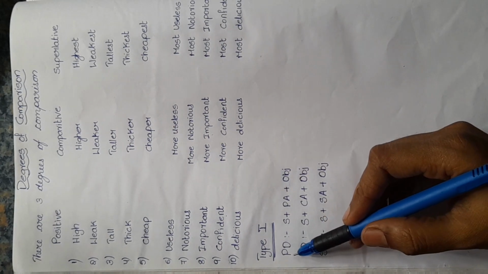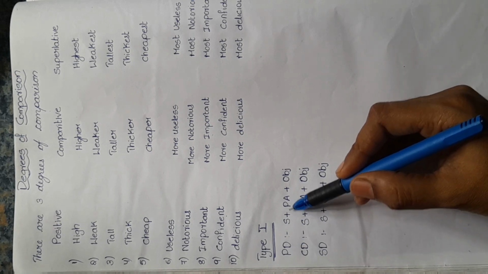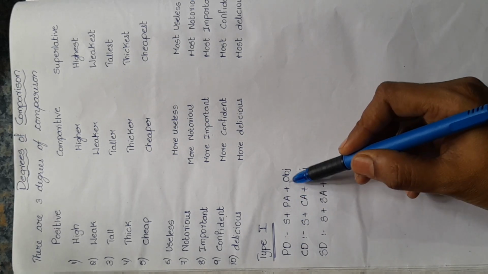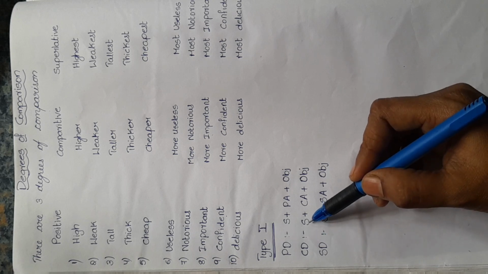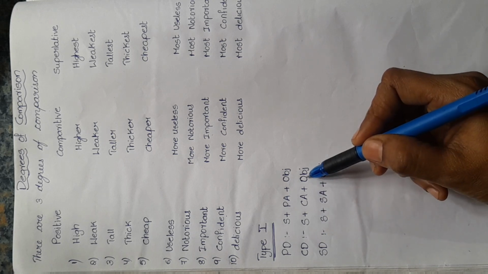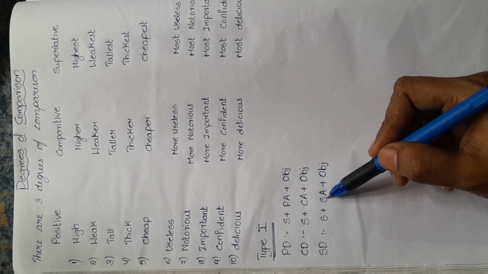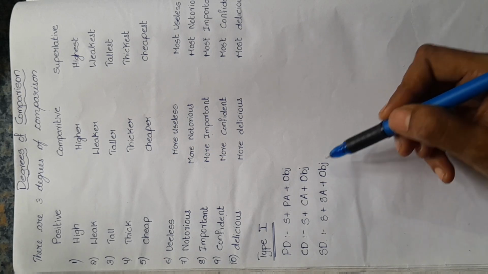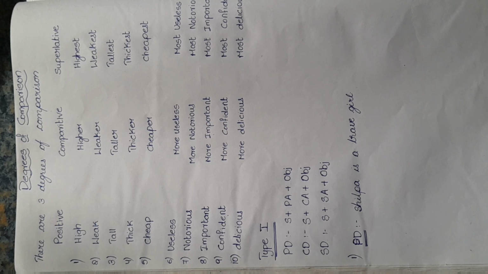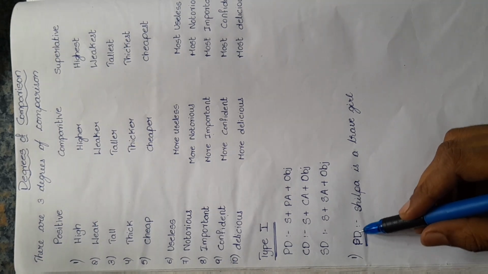Type 1, the structure is positive degree, subject plus positive adjective plus object. Comparative degree, subject plus comparative adjective plus object. Superlative degree, subject plus superlative adjective plus object. This is the structure.